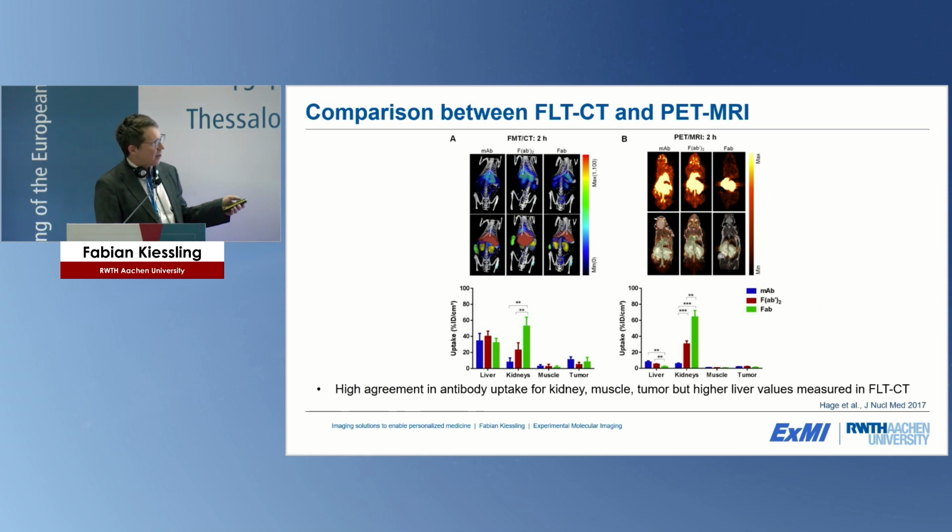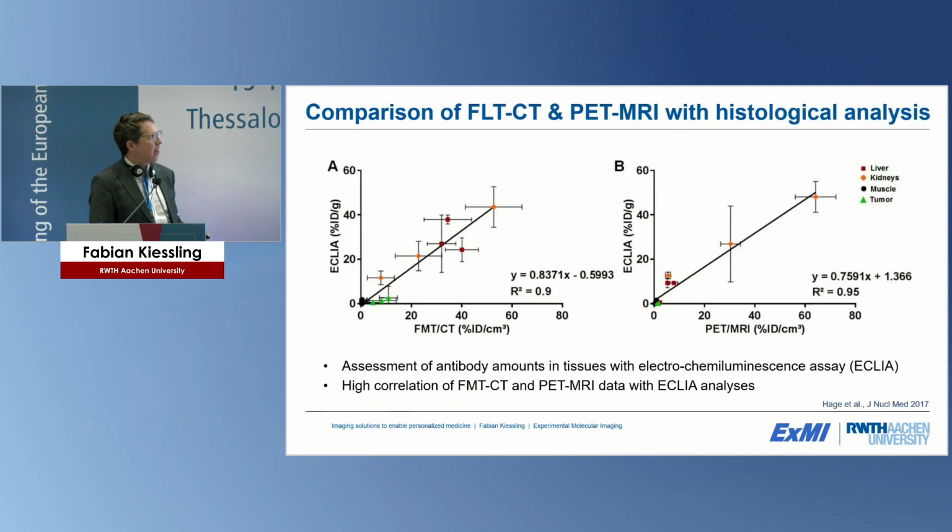But you see that if you look at the liver, for example, or at the tumor, the signals of the fluorescence measurements are much higher as compared to the PET data. So the major question was, is this a problem with the measurement, or is it a problem related to the probe? For that purpose, we quantified the antibody amounts in the organs and correlated them with our PET and MRI data. And what you can very nicely see here is that indeed the methods themselves are very quantitative. There's a real linear correlation between the FLT data as well as the PET data. So that means it's really the probe that makes a difference in biodistribution.